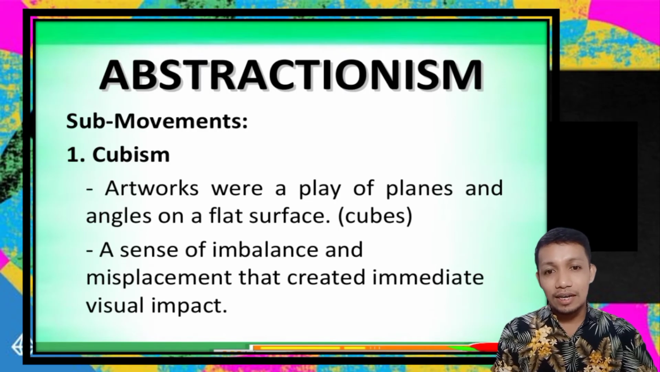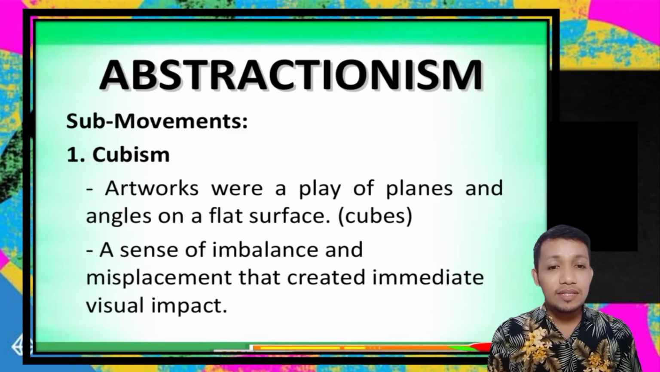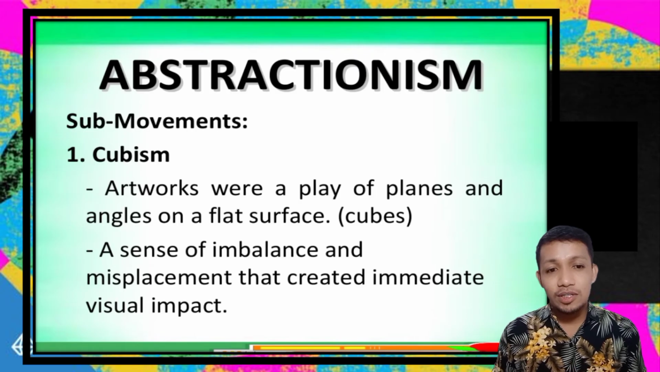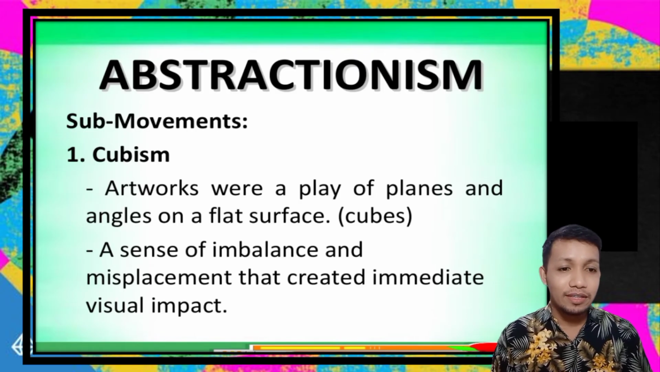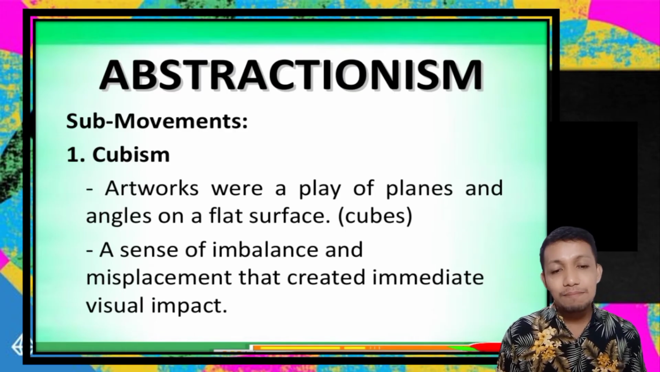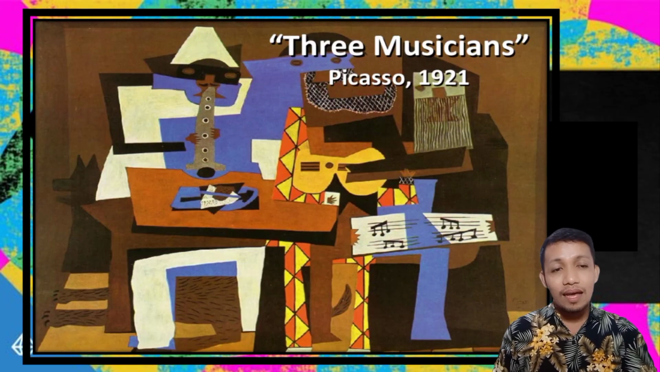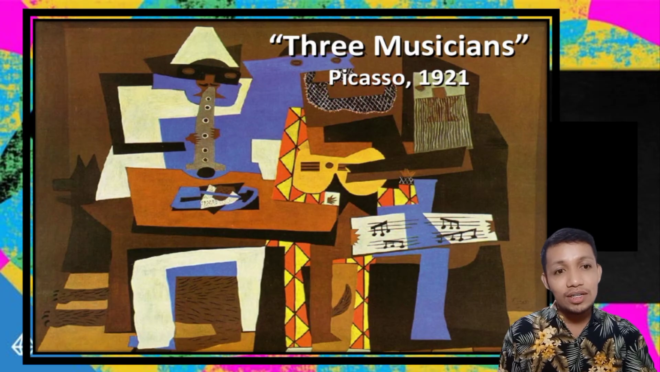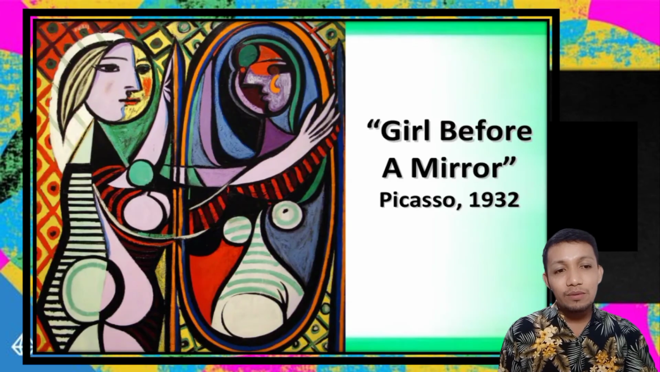First to discuss is Cubism. Artworks in Cubism were a play of planes and angles on a flat surface, called cubes. A sense of imbalance and misplacement created immediate visual impact. Example is The Three Musicians by Picasso in the year 1921. Another one is Girl Before a Mirror by Picasso, and it was painted in the year 1932.